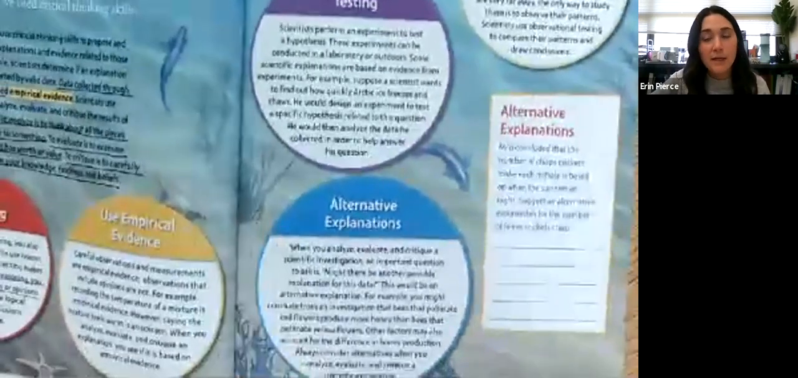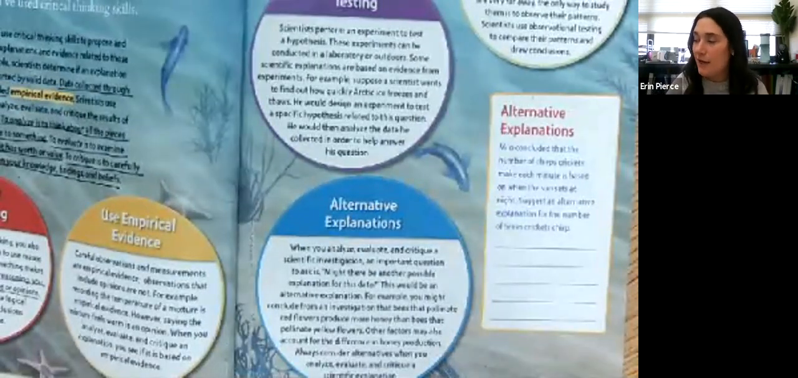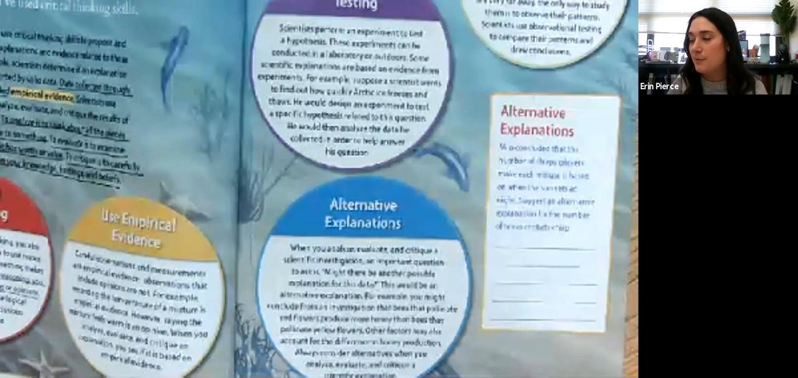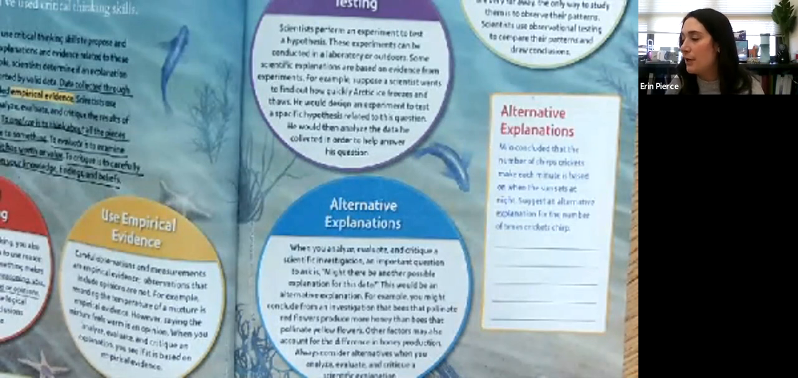Alternative explanations. When you analyze, evaluate, and critique a scientific investigation, an important question to ask is, might there be another possible explanation for this data? This would be an alternative explanation. For example, you might conclude from an investigation that bees that pollinate red flowers produce more honey than bees that pollinate yellow flowers. Other factors may account for the difference in honey production.